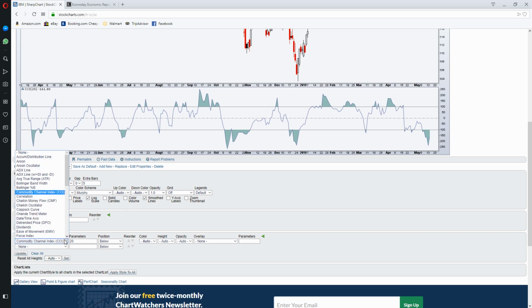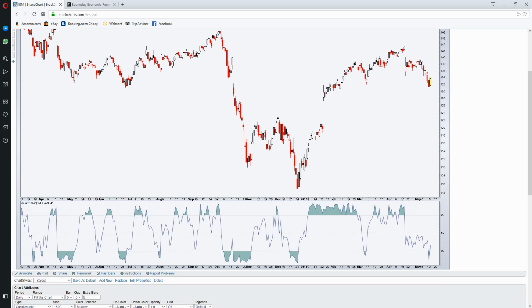Now, there's a similar indicator in how it looks, but very different in how to use it. And that is the Williams %R. This indicator works in a similar fashion where above 20 is overbought, below 80 is oversold. But you'll notice a lot of whipsaws, right? A heck of a lot of whipsaws here.